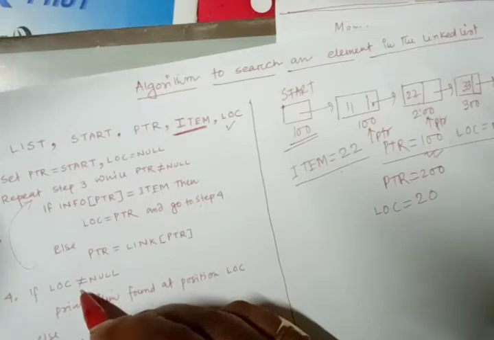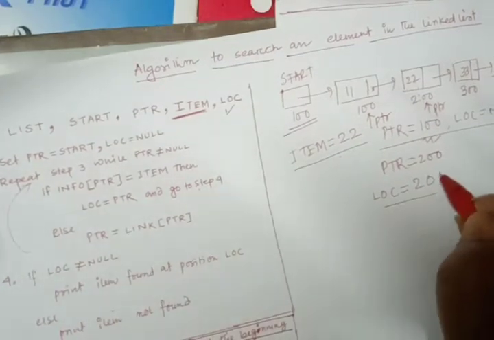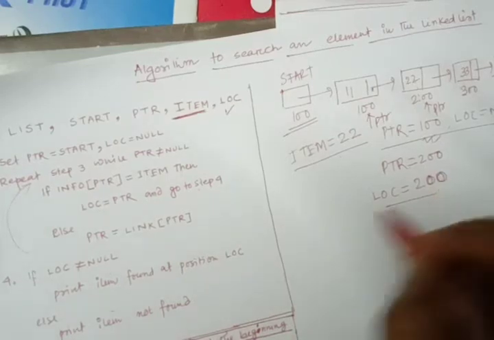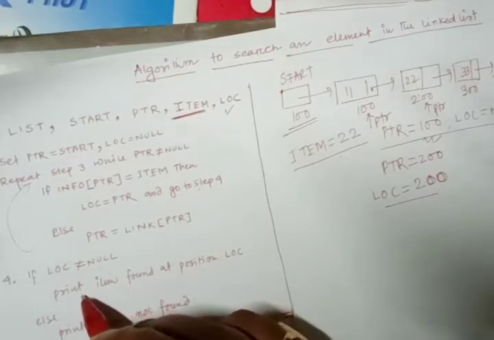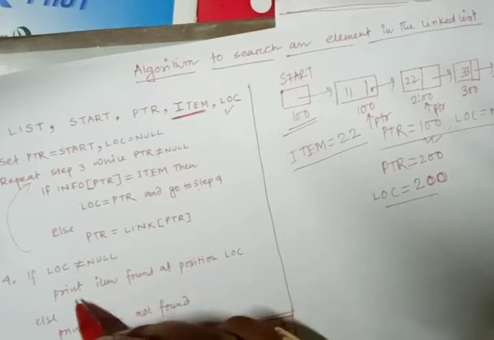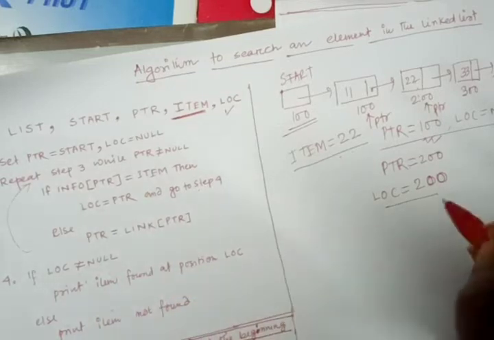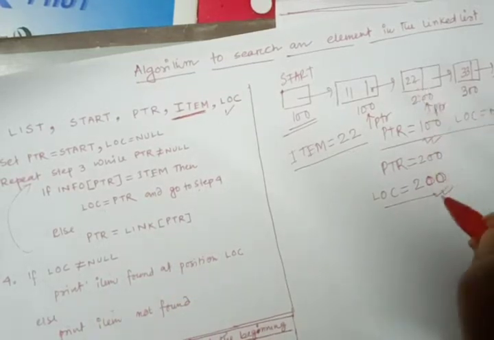Here comes the check: if LOC is not equal to null. Yes, LOC is 200, which is not equal to null. So then what will it print? It will print item found at position LOC. So it will print item found at position 200. So 22 is present at position 200.